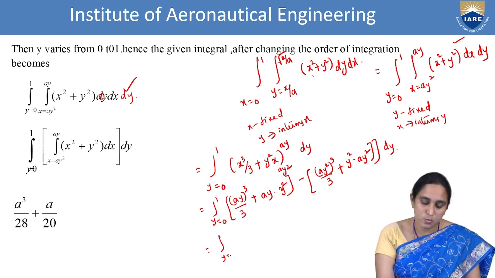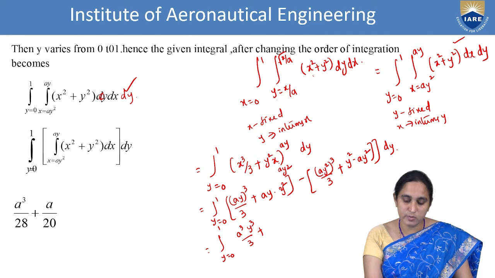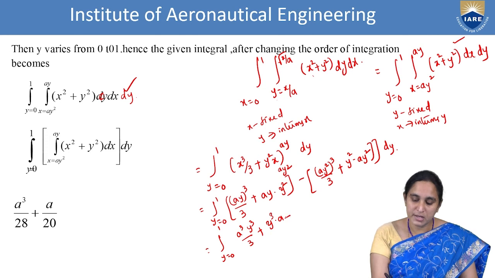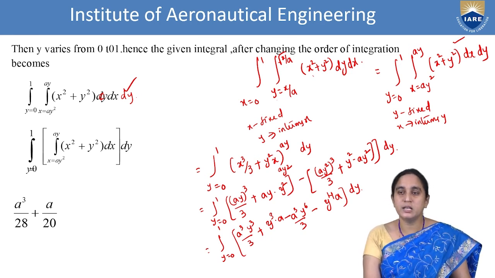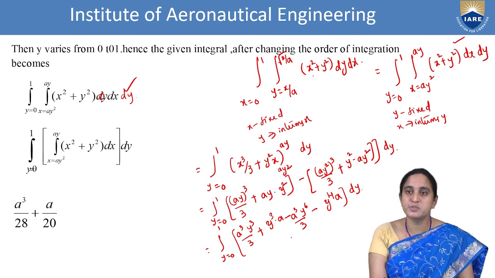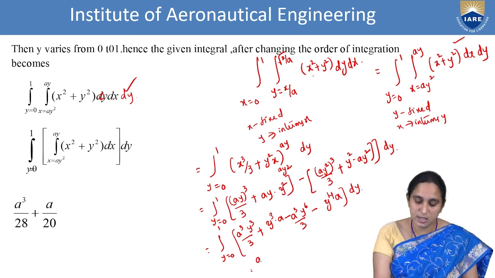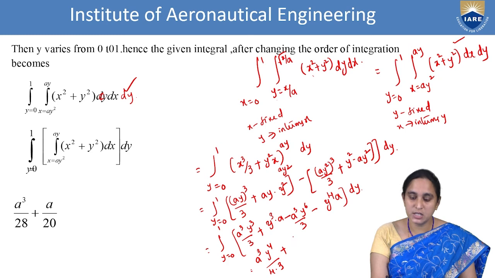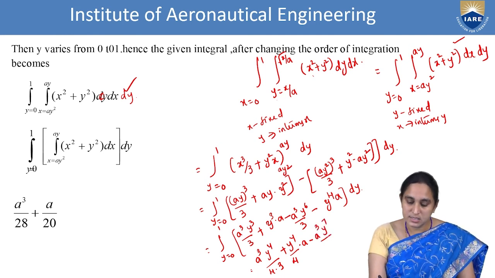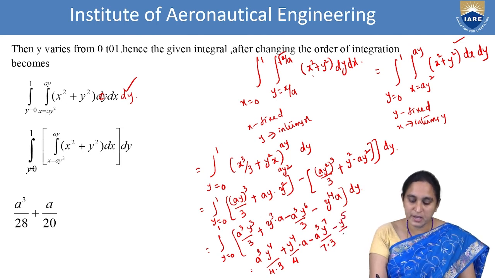From that, y is equal to 0 to 1, a cube y cube by 3 plus a square y square, that is y square into x as ay, that is y cube into a, minus a cube y power 6 by 3, minus y power 4 into a, dy. After integration with respect to x and substituting the limit points of x, the given function is converted in terms of y. Now integrate with respect to y: a cube into y cube integration is y power 4 by 4 into 3, plus y cube integration is y power 4 by 4 into a, minus a cube into y power 7 by 7 into 3, minus y power 5 by 5 into a.